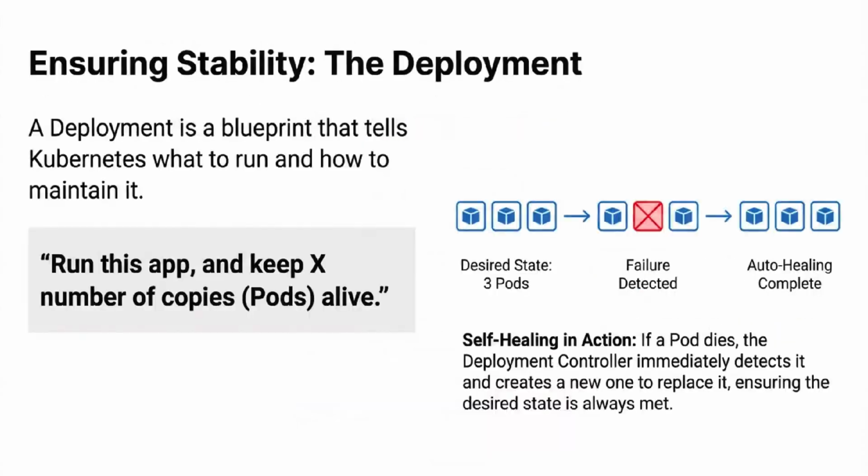Now let's talk about deployments. The blueprint that tells Kubernetes exactly what to run and how to maintain it. You simply declare something like, run this app and keep 3 pods alive at all times. If Kubernetes detects a failure, maybe a pod crashes, the deployment controller immediately replaces it with a new one. It restores the desired state automatically. This is Kubernetes self-healing in action. You no longer worry about individual failures. Kubernetes ensures that the system always returns to the state you described.